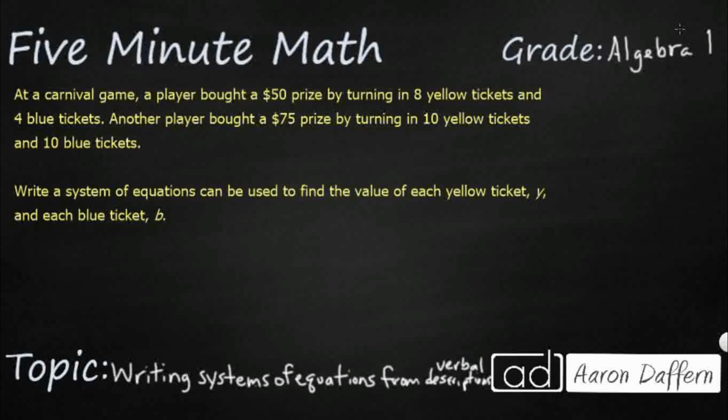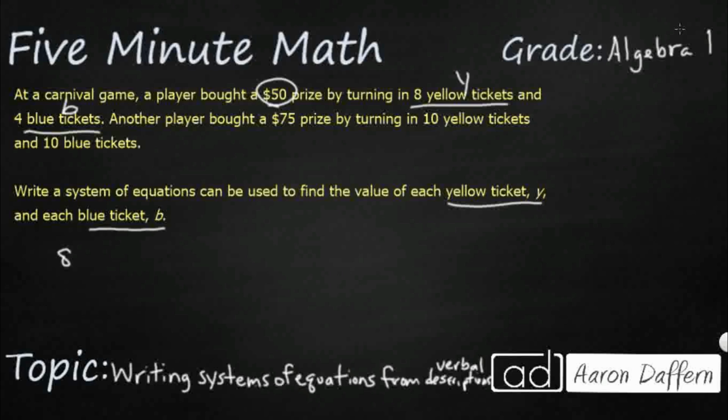So now we're at a carnival game, and we are getting prizes for yellow tickets and blue tickets, and we've got some different variables here. The yellow tickets are y, and the blue tickets are b. So what do we know about our yellow tickets and our blue tickets? Someone bought a $50 prize, and we've got 8 yellows, remember those are y, and 4 blues, those are b. Well, that first sentence is its own equation.